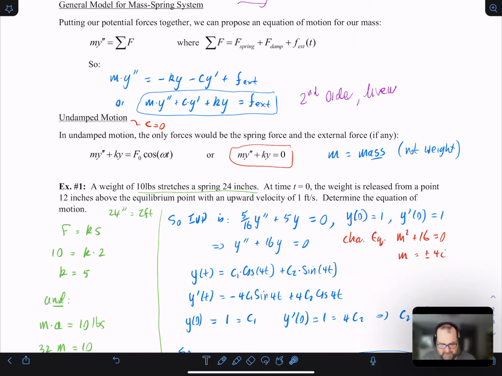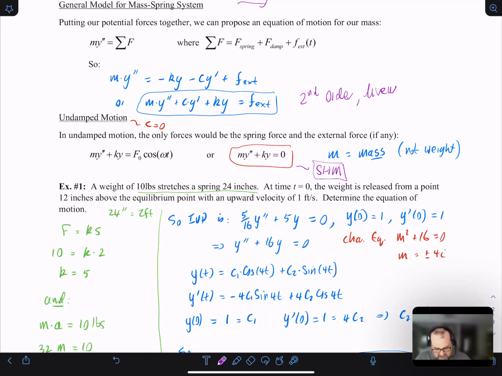Basically in undamped motion, that means that we don't have the friction term here. This c is 0 and this goes away. So we end up with either a driven version of undamped motion or an undriven version of undamped motion. This undriven version is known as simple harmonic motion, SHM for short. That is the case we're going to look at together here in the video. This is our simplest case.